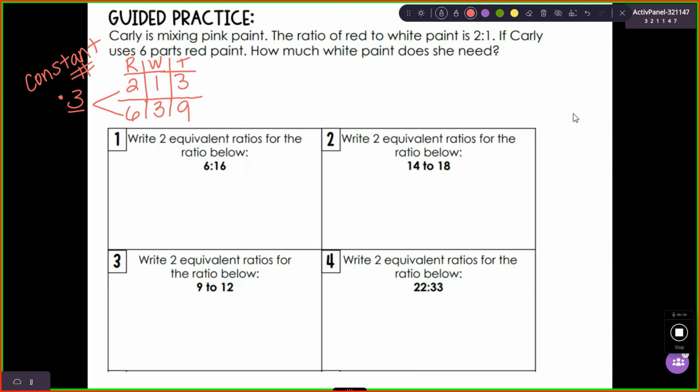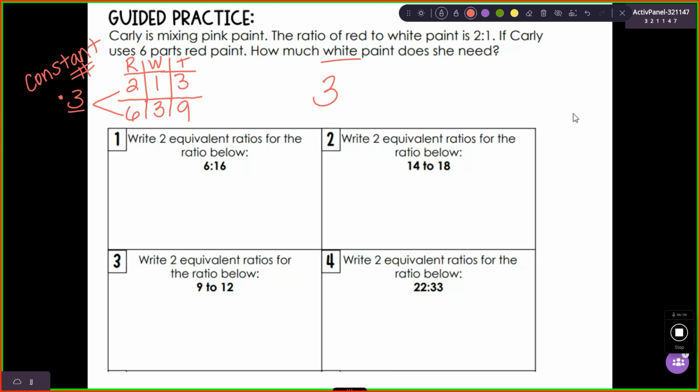Look back at your very best friend. When in doubt, table it out. What was your very best friend? The table, right? We're looking at it. What category am I looking for? Only white. What's my answer going to be? 3. Because when she had 6 parts red, she needed 3 parts white.